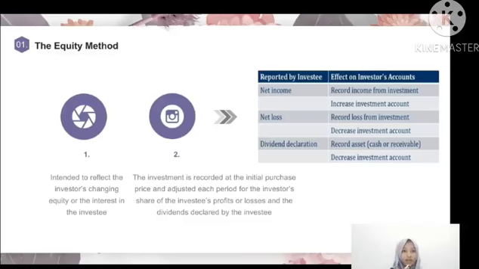The first one is net income. If the investee gains net income, the investor records income from investment and increases the investment account. If the investee company has a net loss, the investor will record it as a loss from investment and decrease the investment account. And if the investee declares a dividend, the investor will record an asset, cash or receivable, and then decrease the investment account.